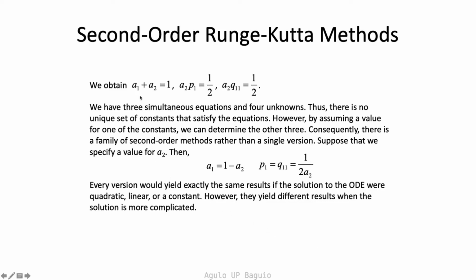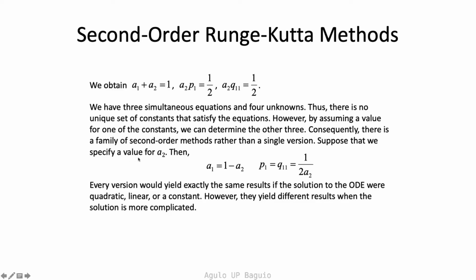So we obtain a1 plus a2 is equal to 1, a2 p1 is equal to 1/2, and a2 q11 is equal to 1/2. We have three simultaneous equations and four unknowns. Thus, there's no unique set of constants that satisfy these equations. What we can do is assume a value for one of the constants so that we can determine the other three. Consequently, there's a family of second-order methods rather than a single version. In other words, since we are assuming the value of one of the constants, we can have a family of all these equations depending on what the value of the chosen constant is.